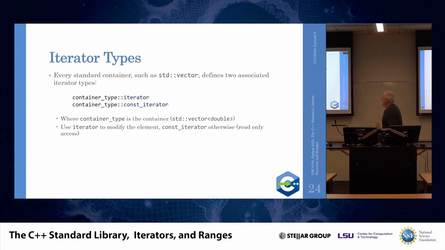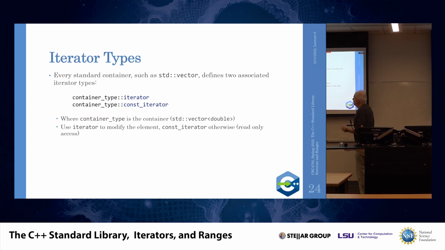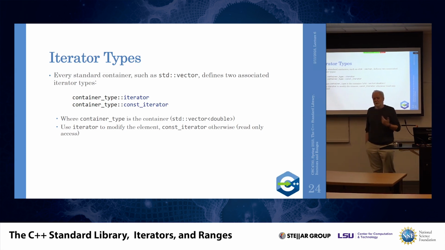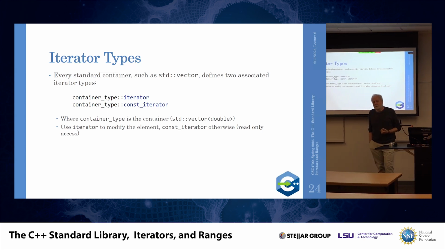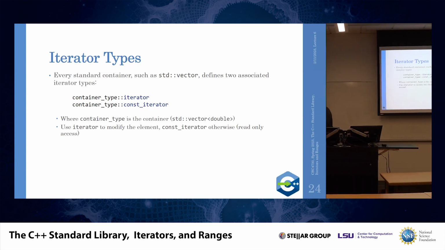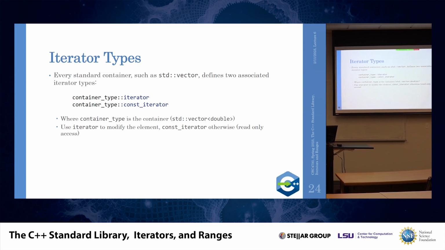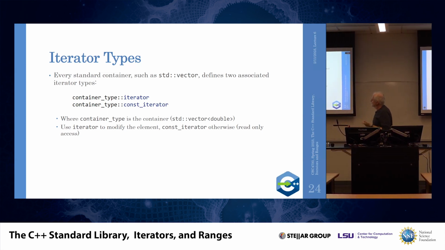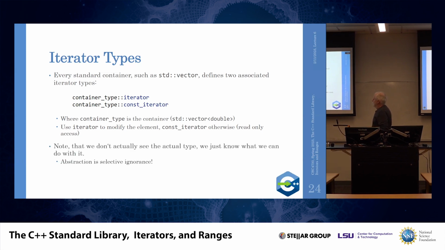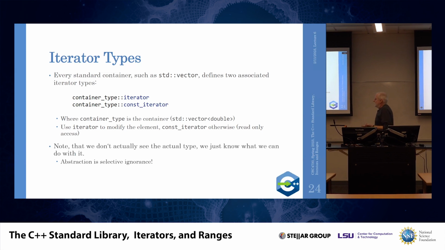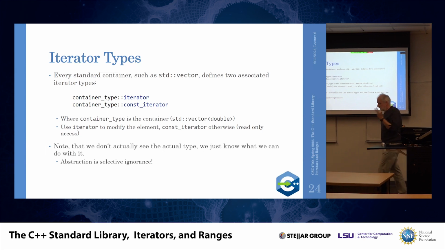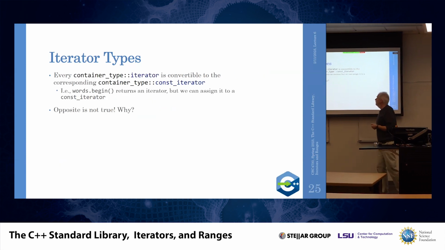First, what we need to do is that all containers expose their own iterators. And since we don't know what the type of those iterators are, because each container exposes its own iterator types, they're exposed through these embedded names, so you can always write std::vector<double>::iterator, and it will give you the type of that iterator, so you can work with it. We don't see the actual type. We just know what that thing can do. Namely, it can do the three operations.